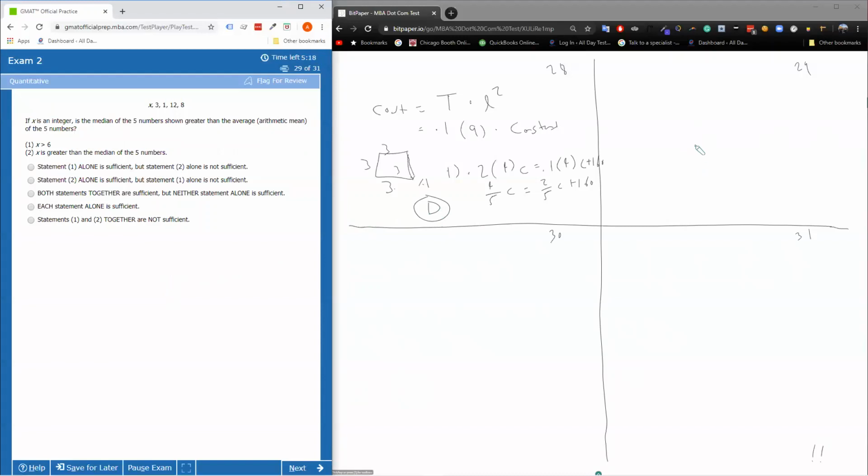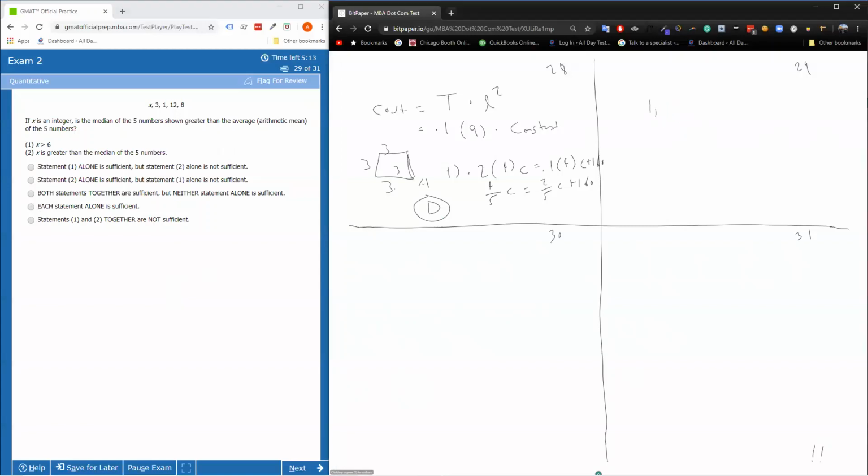If X is an integer, is the median of the 5 numbers shown greater than the average? So I'm going to arrange this in ascending order. I don't know where X goes. X is greater than 6. Okay, so let's say X is 7. We have this. Let's also say, I don't know, X is 100.